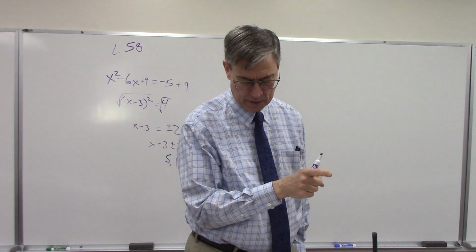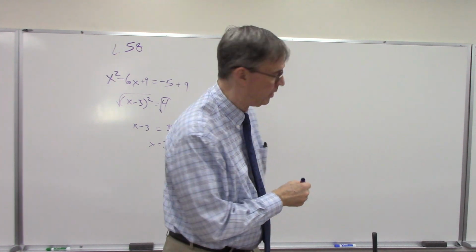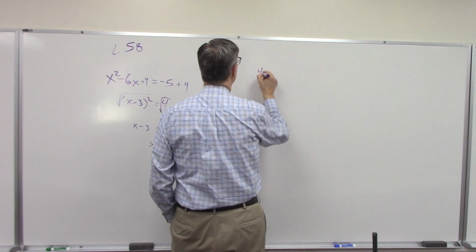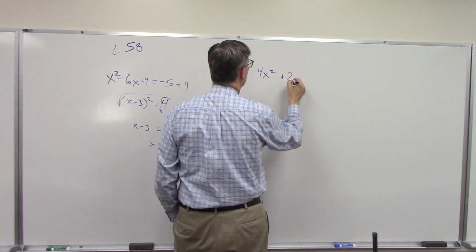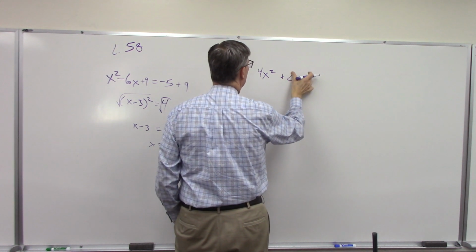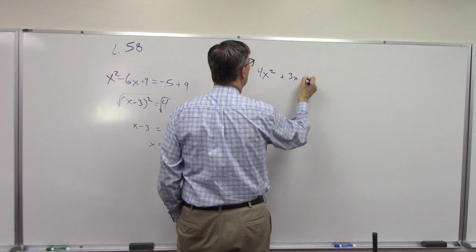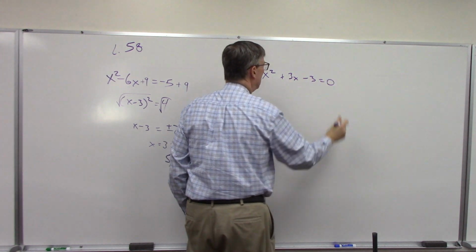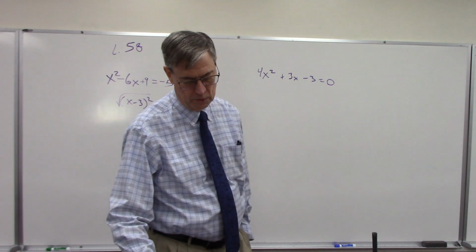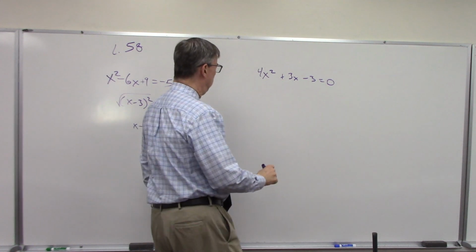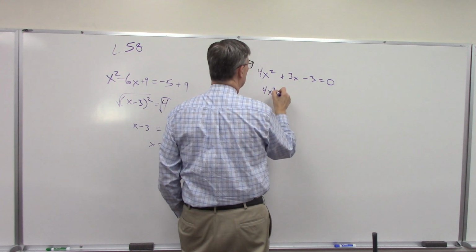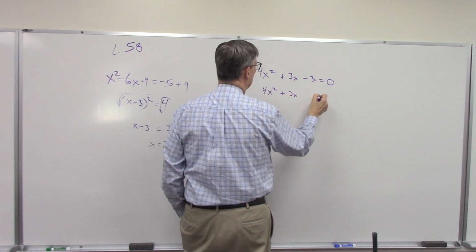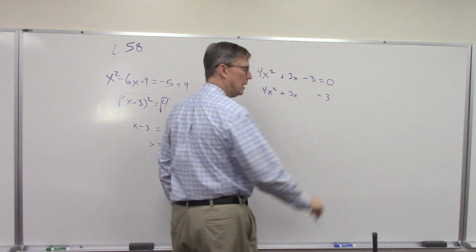On page 249, can you read me 58:1? 4x squared plus 3x minus 3 equals 0. Okay. So we'll do the first thing. We bring the 3 over that side.